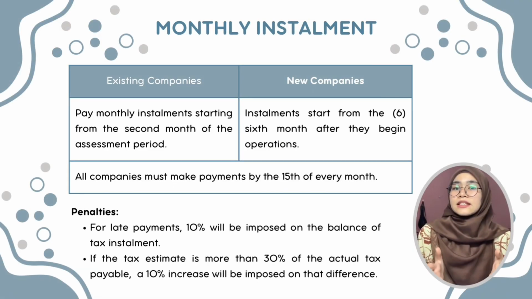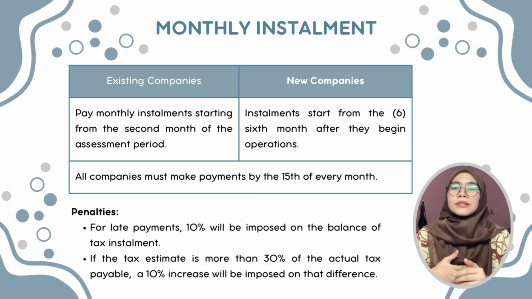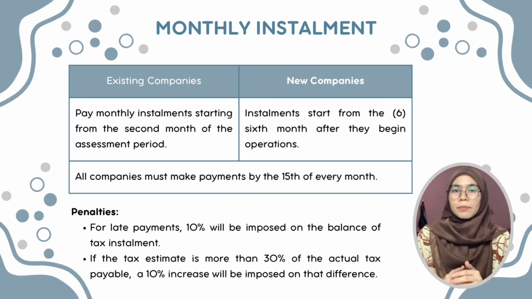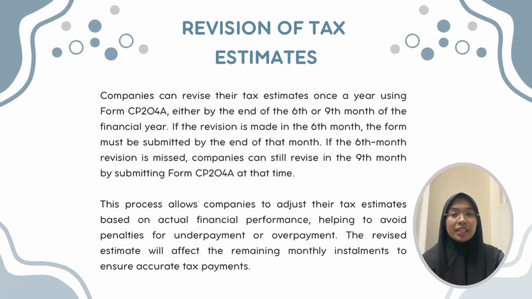Monthly installments begin differently for new and existing companies. For existing companies, installments start from the second month of the assessment period, while for new companies, payments start in the 6th month after operations commence. Every installment is due by the 15th of each month. If payments are delayed, a 10% penalty will be applied. Similarly, if the tax estimate is more than 30% below the actual tax payable, an additional 10% penalty will be charged.